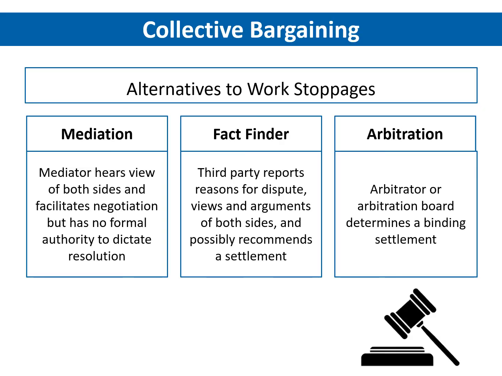Sometimes, to avoid a work stoppage, employers and the union will agree to engage in mediation, fact-finding, or arbitration. When they engage in mediation, a mediator, who should be a neutral party, will hear both sides of the situation and try to help facilitate an agreement. The mediator has no authority, however, to impose terms. A fact finder also hears both sides of the situation and sometimes will recommend a solution, but once again, they can't enforce terms either. An arbitrator, however, will hear both sides and determine a binding settlement.